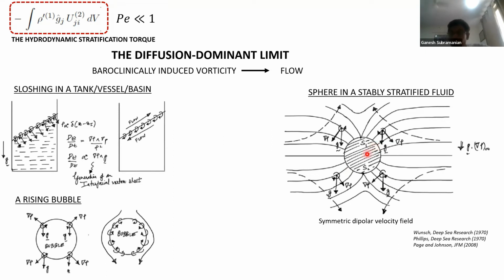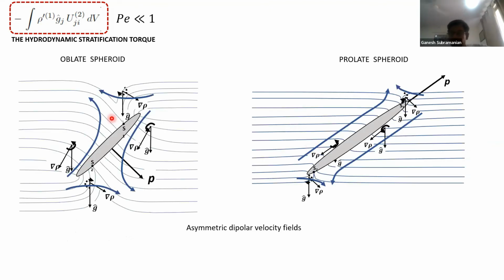For a spheroid, the flow field has an identical character, except that it's no longer symmetric. It looks like this. And that asymmetry means that the spheroid will rotate. So in other words, there will be a hydrodynamic stratification torque. Now, it's not straightforward as to how to predict the direction. You will see that in a moment.